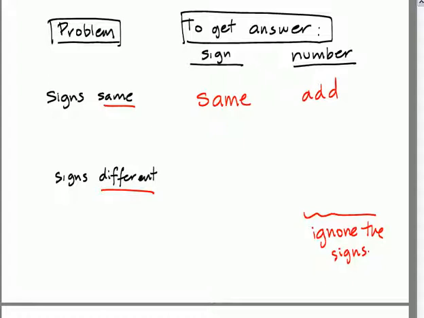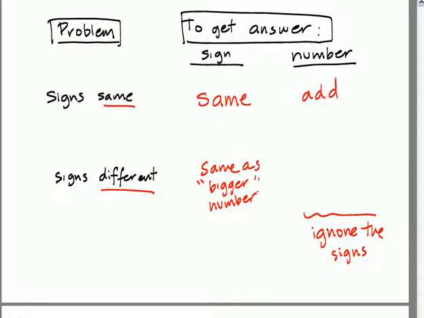When the signs are different, the sign of your answer will depend on whether you went further left or further right. And what tells you that? Well, it's the number part that's the biggest. The sign that's associated with the bigger number is the sign of your answer. And again, put that in quotes because we're talking ignoring the signs at that moment. Same as the bigger number without the signs attached to it.